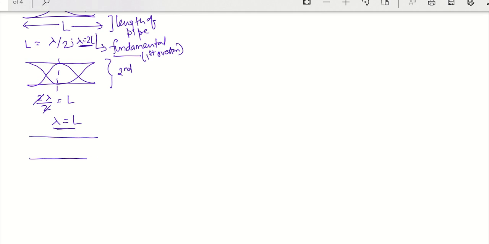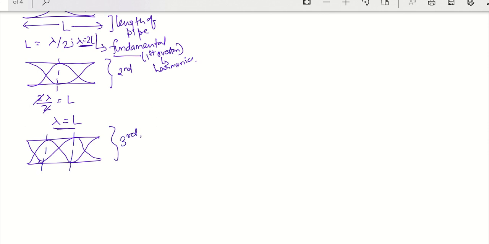After this, when I do the third harmonic, it is also sometimes called a harmonic. So many names are there here. If I have to do the next one, then I have to draw it this way. Yeah, this is correct. Okay, so this is the third. Now how many lambda by 2 are there here? We have 3 lambda by 2 equal to L, which means my lambda becomes 2L by 3.